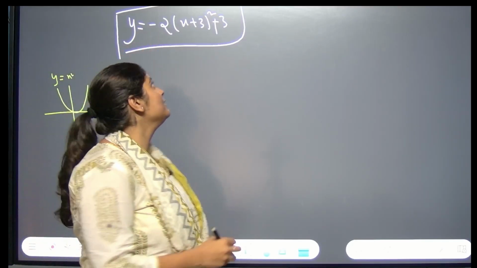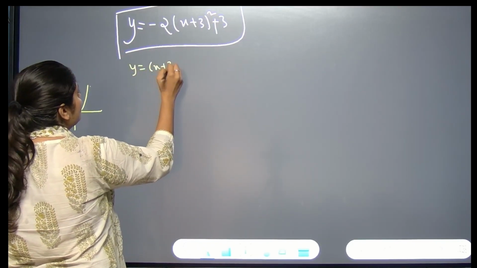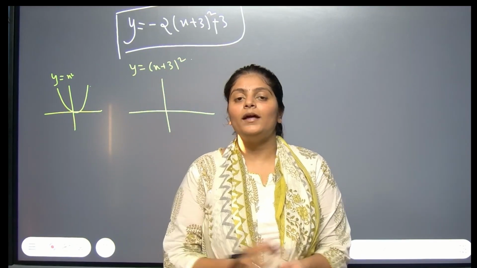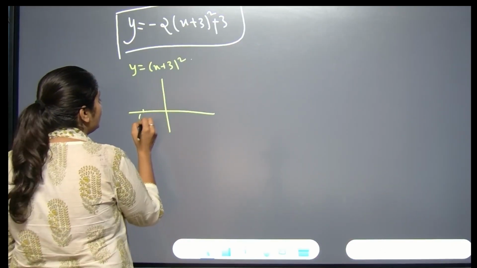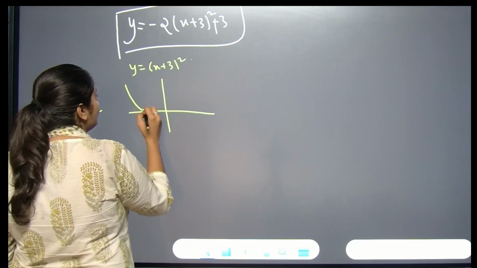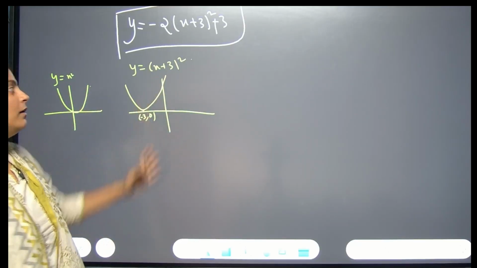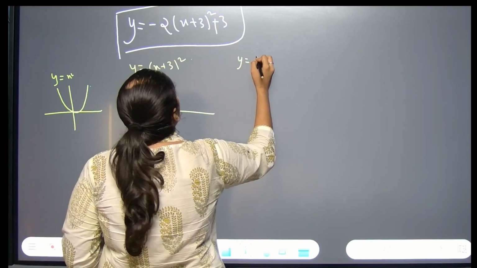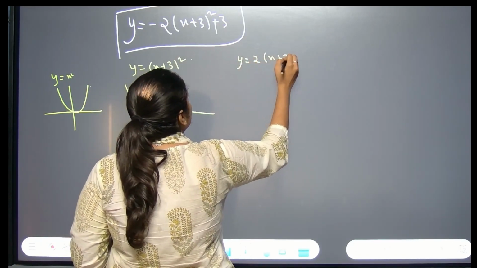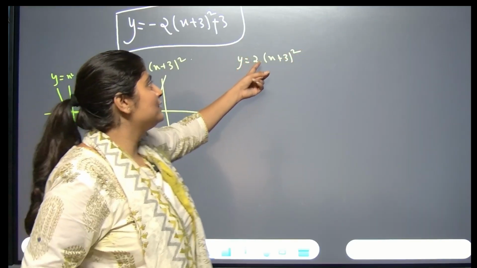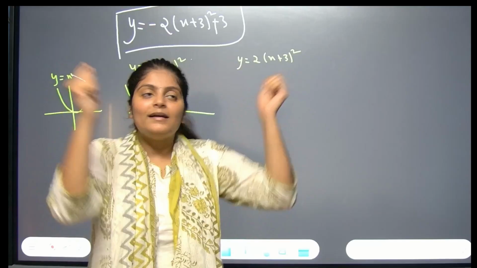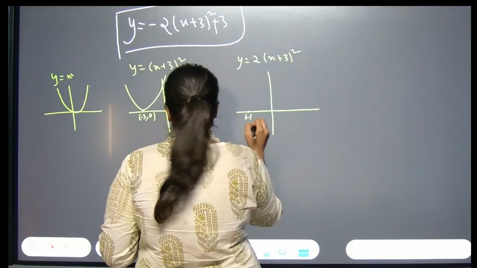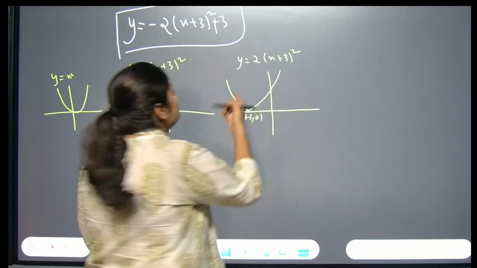The second transformation is y equals (x plus 3) whole square. For x plus 3, where would the graph shift? Leftward by 3 units. So this would become minus 3 comma 0 and the graph would become this. The graph would shift leftwards by 3 units. Right. Next, we will plot the graph of y equals 2 times (x plus 3) whole square. Here a is greater than 0, so the graph would vertically stretch. This is our point minus 3 comma 0. The graph would vertically stretch more.